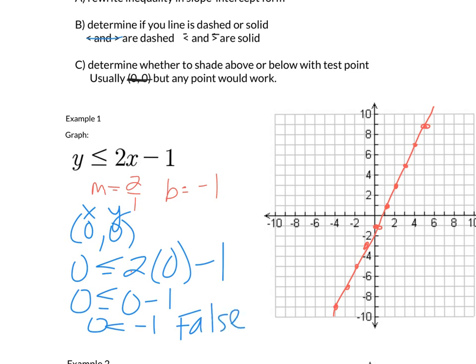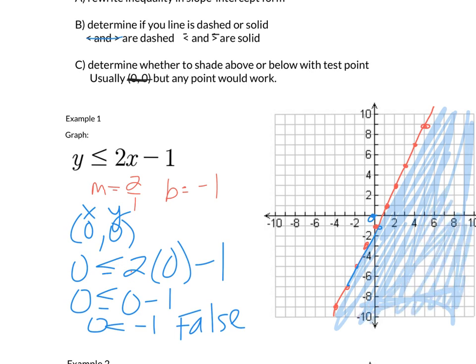So that means up here where 0, 0 is, say I put a dot at 0, 0, that is not true. All the points over here are not true, so I'm not going to use those. Let's erase that. It's going to be everything on the other side. Let me highlight everything over here. All the points on this side are solutions to this inequality. If I take any of these points and plug it into that inequality, it will make it true.